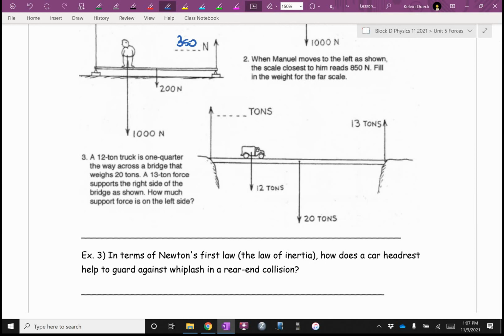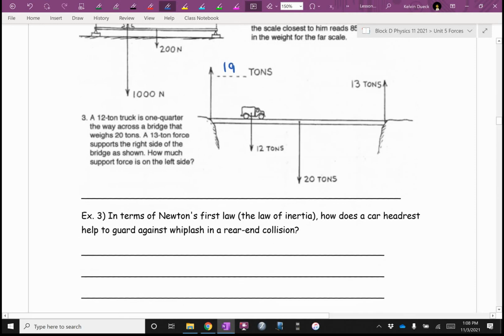I hope not. Danica, what's the total force down? What must the total force up be? Same answer. Well, if I got 13 tons on the right, what's this other support pushing with? Has to be. If not, then that bridge could not be not accelerating. Could not be at rest.